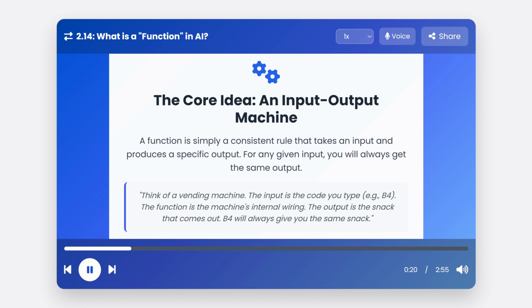The classic analogy is a vending machine. You give it an input, like the code C5. The function is the machine's internal mechanism. The output is the snack that it dispenses. C5 will always give you the same snack.